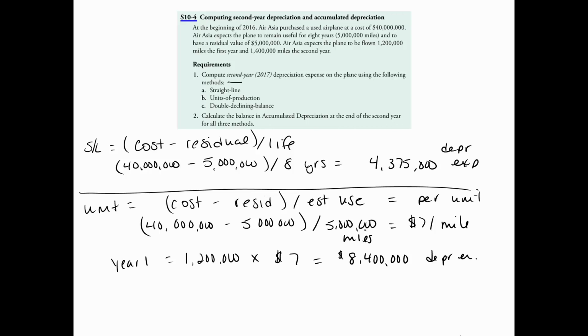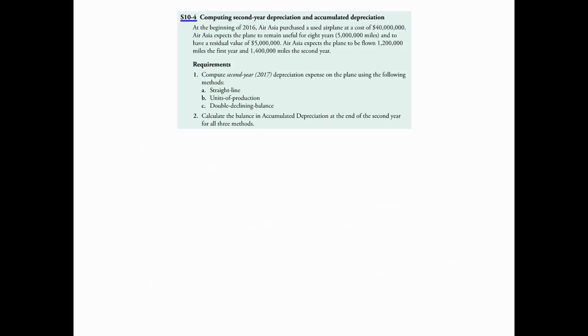in year 1. In year 2, I flew it or expect to fly for 1.4 million miles times $7 per mile gives me depreciation expense of 9,800,000 in year 2. So double declining. This is good so you can see it in the second year here.